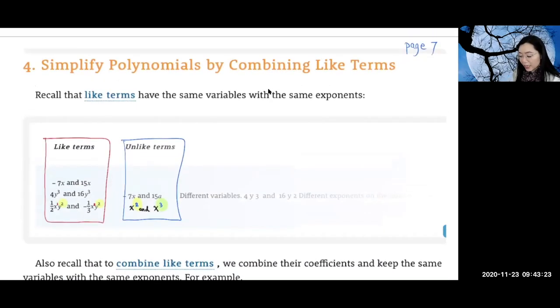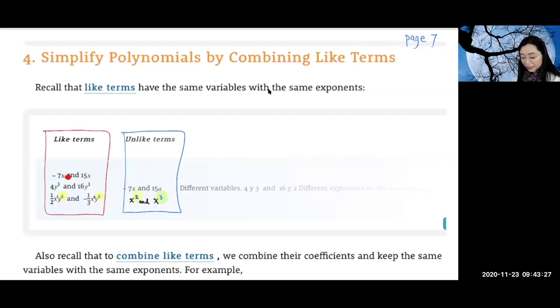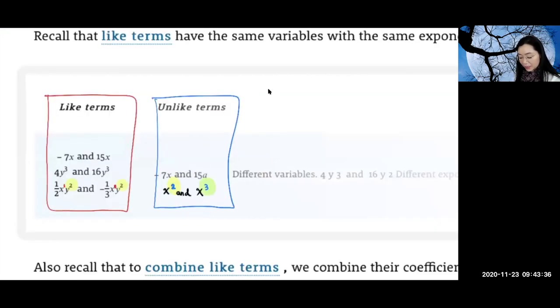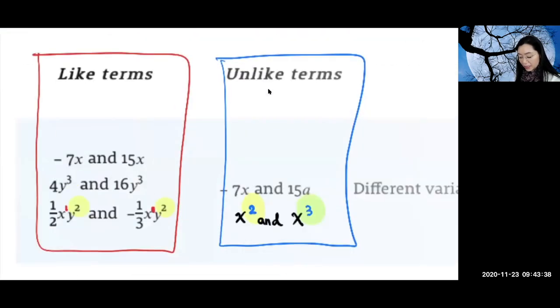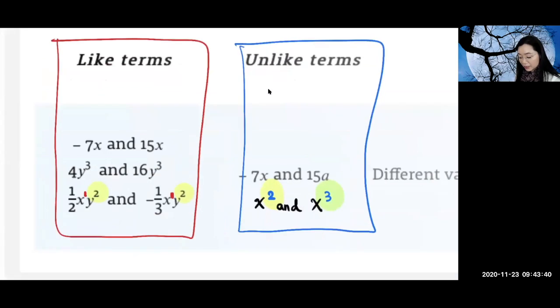Simplify polynomial by combining like terms. Okay, these two are like terms. They have the same variable x and the same exponent on this variable. Also this one. These two are like terms: same variable x, same variable y. So these two are like terms.